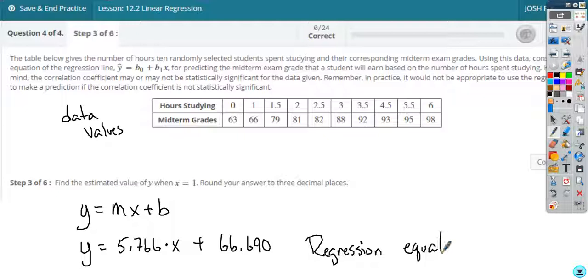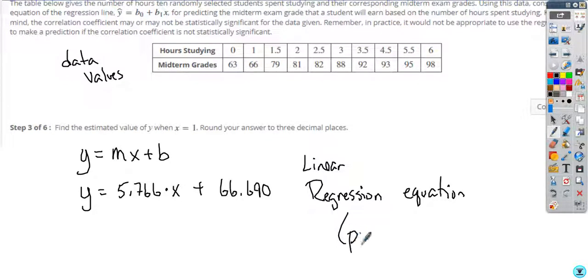This is our regression equation. And I'm going to add one more word on the front of that. This is our linear regression equation. This is our line of prediction. This is our line that we can use for prediction.